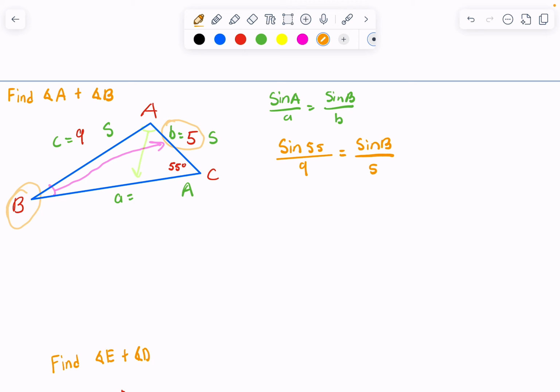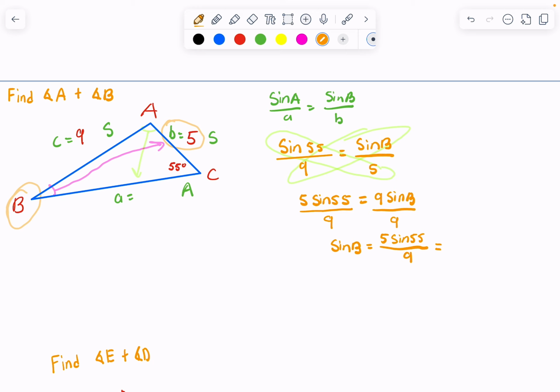And now in order to do that, we're going to cross multiply. So we're going to multiply 5 by sine 55, and we're going to multiply 9 by sine B. So you're going to get 5 sine 55 equals 9 sine B. And now you're going to want to isolate sine B, so you're going to divide both sides by 9. So sine B equals 5 sine 55 over 9. You could plug that into the calculator.